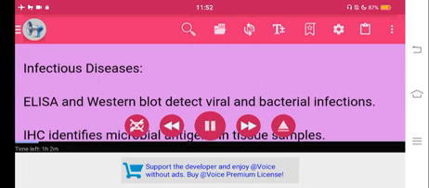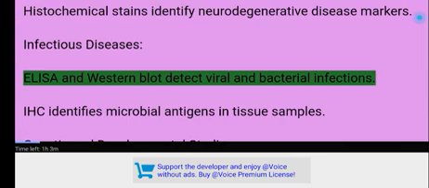Histochemical stains identify neurodegenerative disease markers. Infectious diseases: ELISA and Western blot detect viral and bacterial infections.